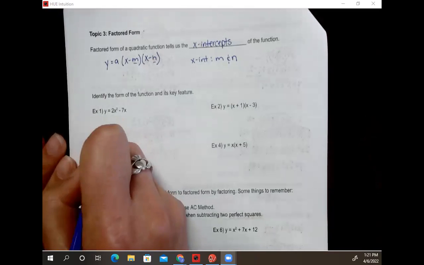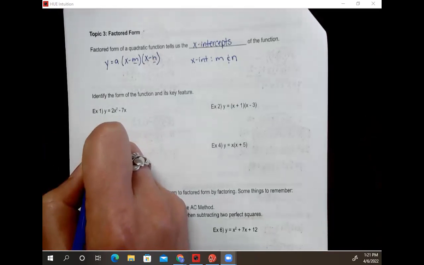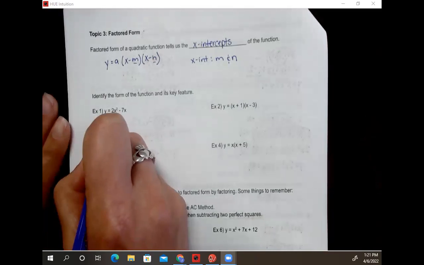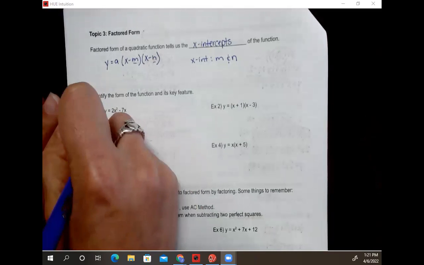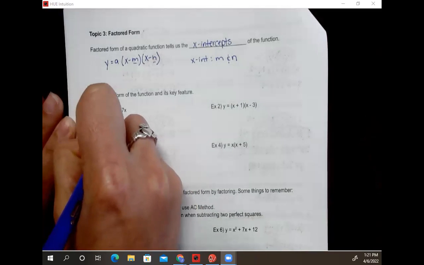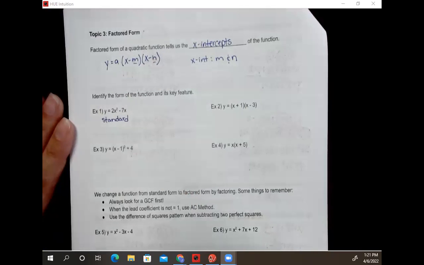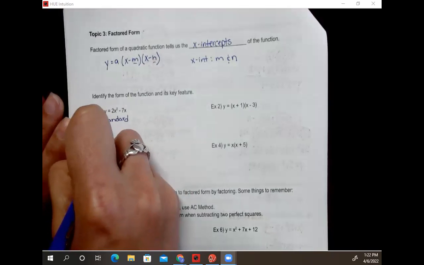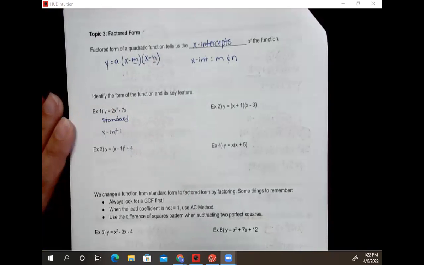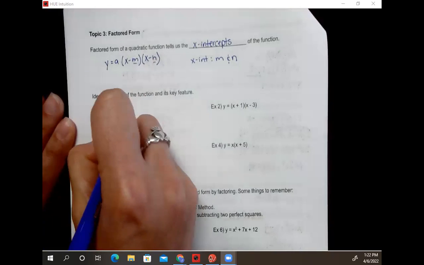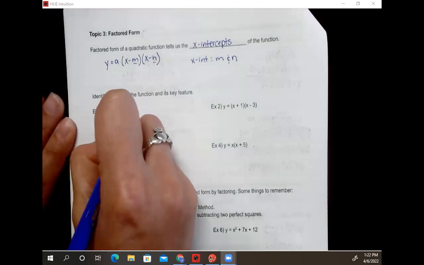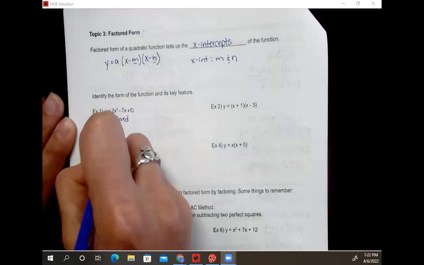So for our first example, what form is this in? Yep, this is in standard form. And what does standard form tell me about the graph? Good, the y-intercept. And what is the y-intercept for this function? Yeah, remember we look at that constant term at the end, the thing that doesn't have an x. I don't see anything here, so that means that it's 0.